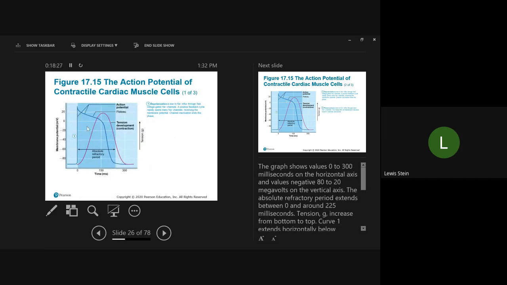Here's one, here's another. So look at that. Very sharp, rapid peak, but then that plateau, and then it repolarizes. So the tension, as you can see, tension being mechanical activity, always comes after electrical activity. So the electrical activity first, and then, let's say 30 or 40 milliseconds later, we start to see the increase in tension. And you can see the tension subsides after the repolarization event.